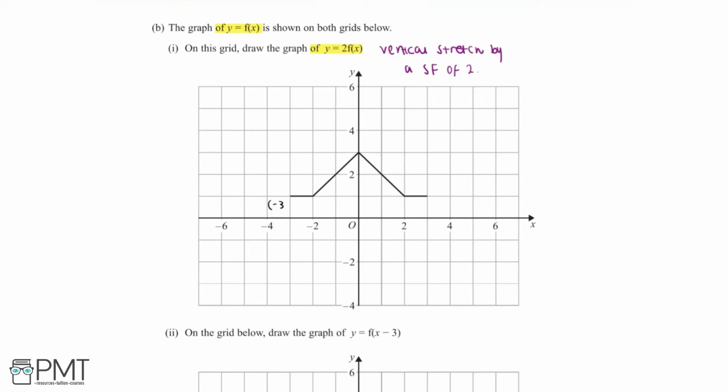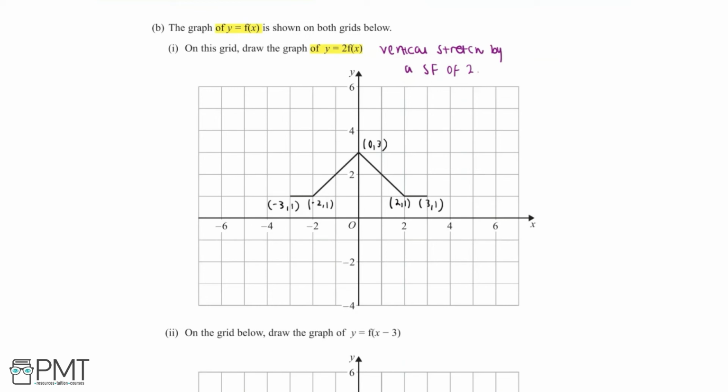Here we have minus 3, 1, minus 2, 1, 0, 3, 2, 1, and finally we have 3, 1. So if we have a vertical stretch by a scale factor of 2, we can multiply all the y coordinates by 2, but leave the x coordinates the way they are.